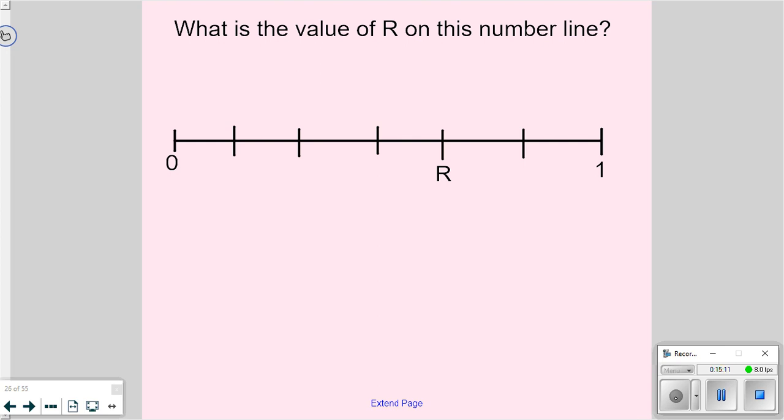Fix your number line. If I have 6 pieces, what am I counting by? Kinsey? 6. Count with me. Ready? 1/6, 2/6. What's the value of R? 6.